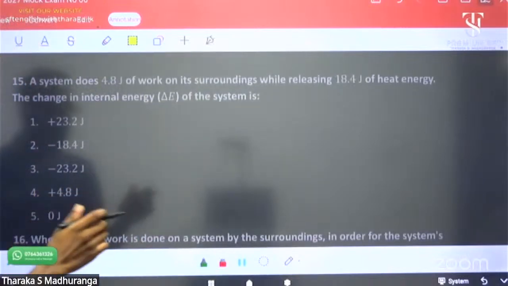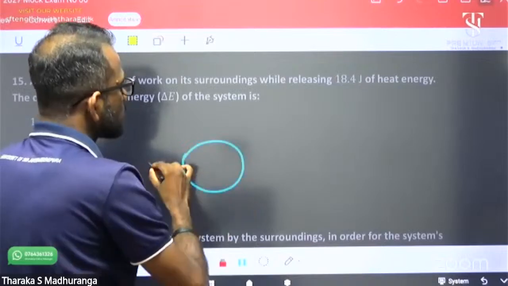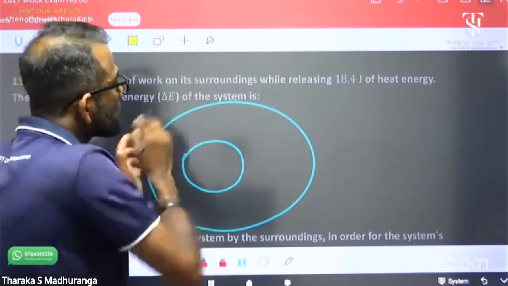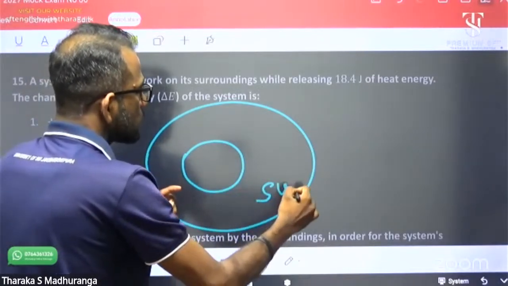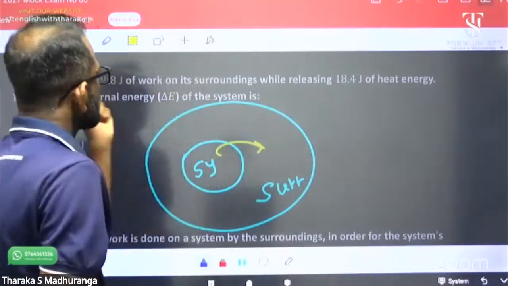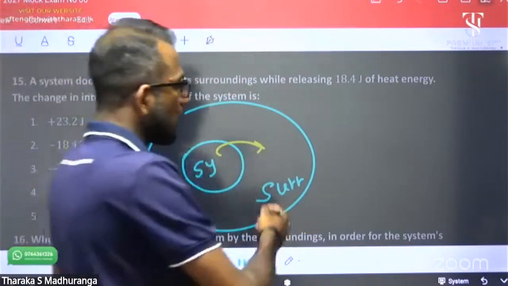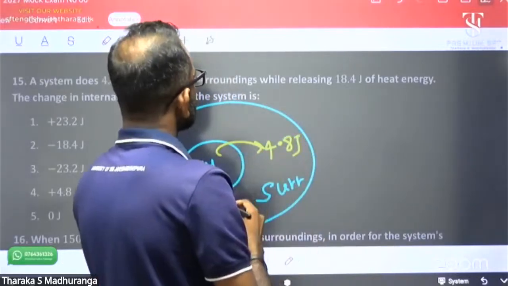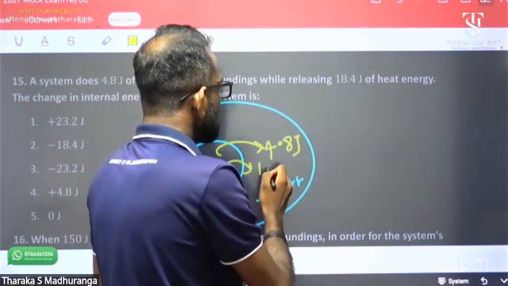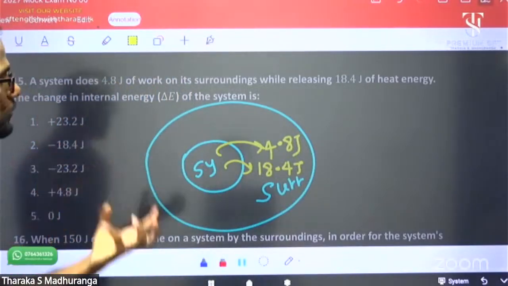This is a very good question. A system does 4.8 joules of work on the surrounding. Now this is the system and this is the surrounding. The system does work on the surrounding, so heat is released, 4.8 joules. And it also releases 18.4 joules into the surrounding. The question asks for the internal energy change, the delta E value.